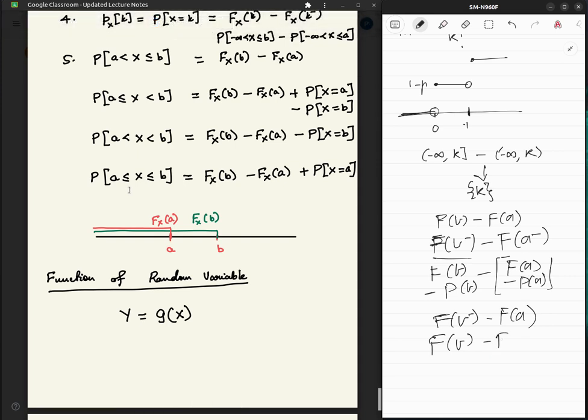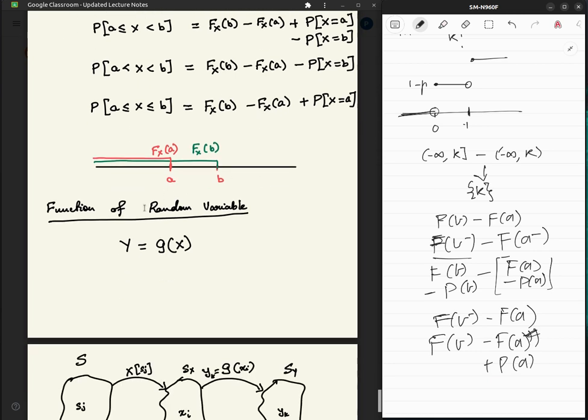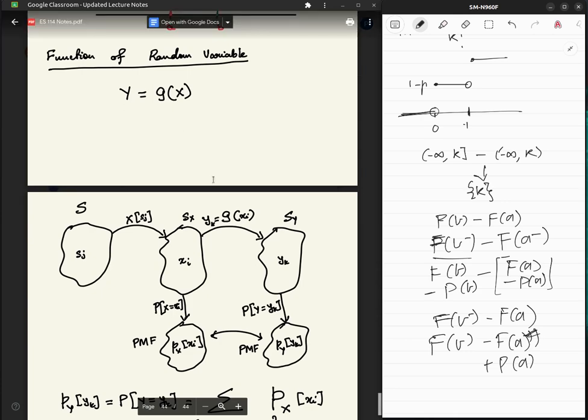So minus f of a minus, so this is of course just f of a minus of p of p, so now it's like plus p of a. Sure, yeah, that's the thing. Okay, function of random variables: y equal to g of x.